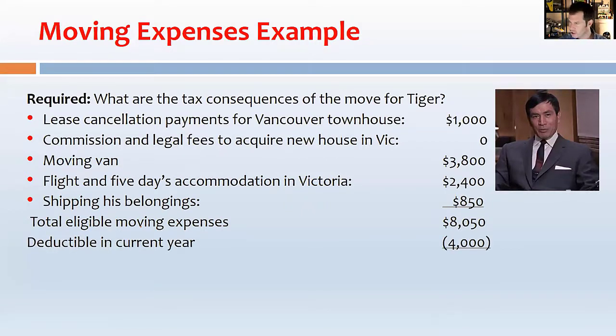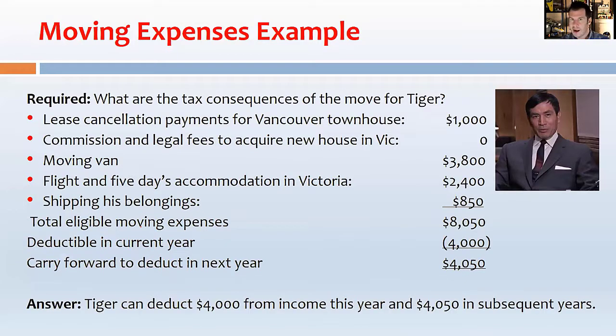So deductible in the current year is $4 grand. The amount that can carry forward is $4,050. And that is moving expenses, everybody. Feeling good? I feel good about it.